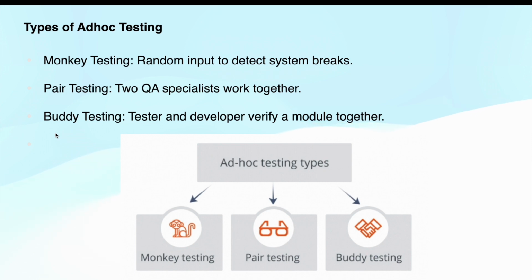And third is buddy testing. It is executed by the tester and developer working together on the verification of one module. Buddy testing is conducted after unit testing. The developer helps the tester to avoid invalid test scenarios and to report invalid test results. Buddy testing can also be called a combination of unit and system testing.